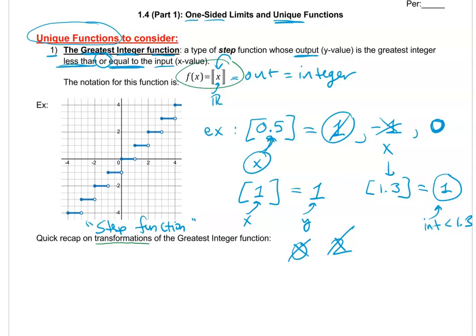So this one here, where it's just the brackets x, we call that the parent function, which kind of tells us what the simplest version of the function looks like, which is this. Notice the first step starts at (0, 0). Notice the step lengths are all 1 in length, so the length of the step is 1 unit long. Notice that the distance between steps is 1 unit tall. And let's see, yeah, I think that's basically all we need to know about the parent function.